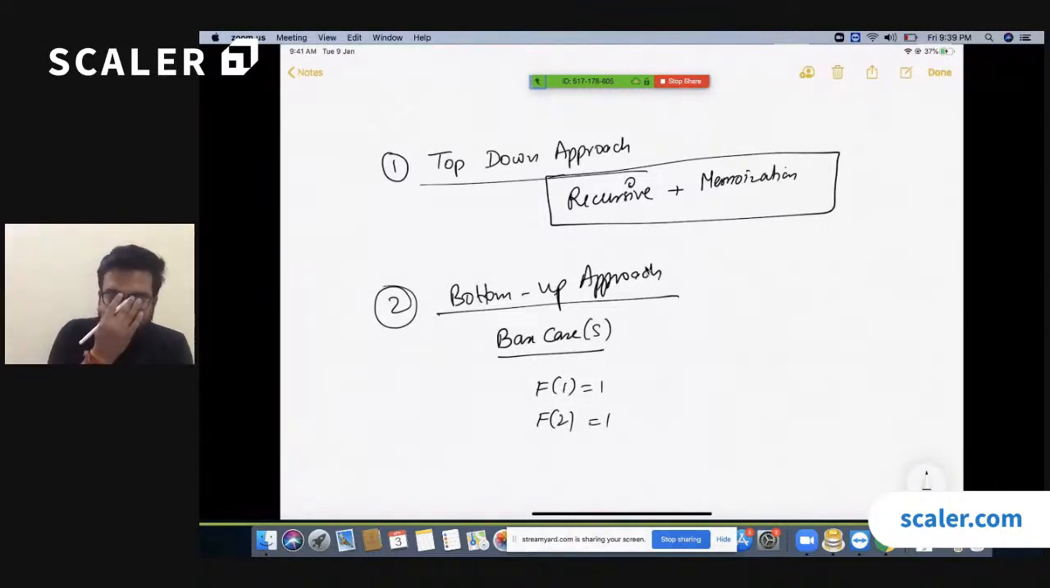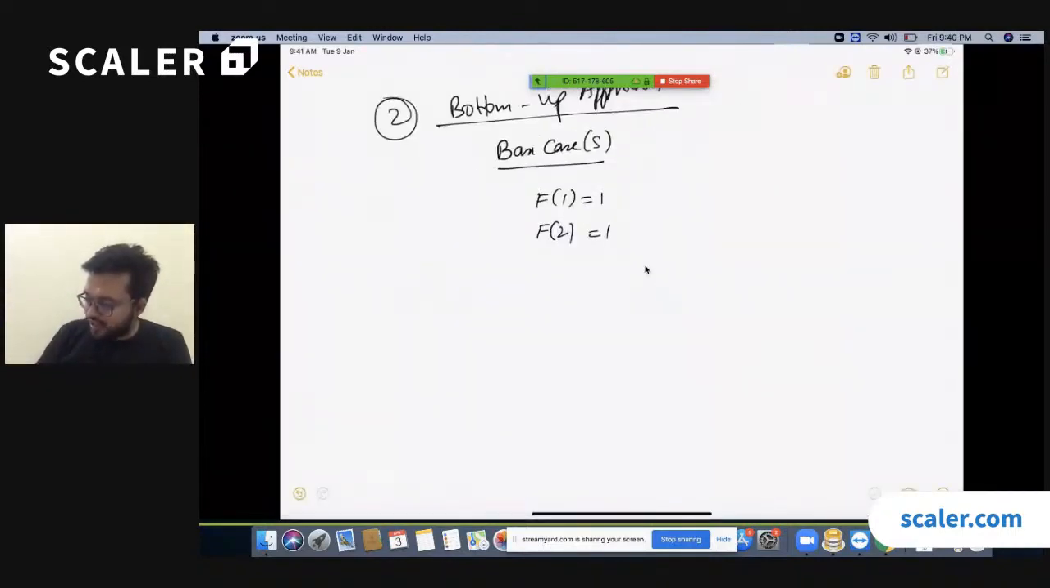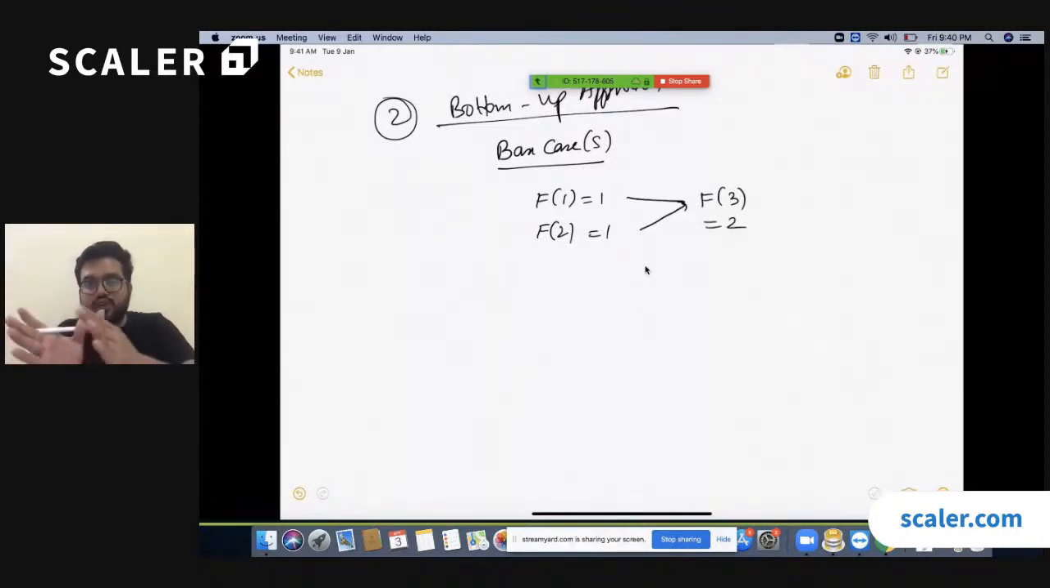Using these two, can you tell me what state I can compute? I am pretty sure that you guys would be able to appreciate that using these two states, you can compute the third Fibonacci state, which is just the summation of f1 and f2, which happens to be 2. Now you are constructing your solution bottom up. You start with the base cases and you keep on constructing your solution. Now you have the answers to f of 1, f of 2, and f of 3.